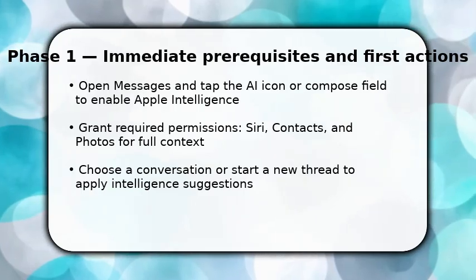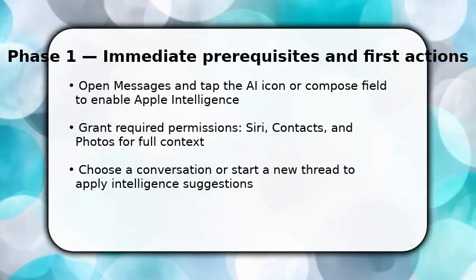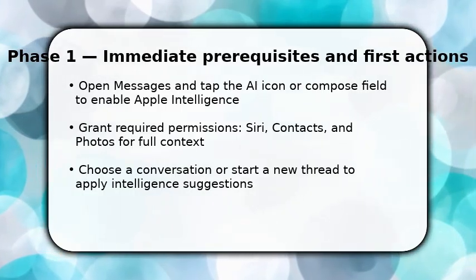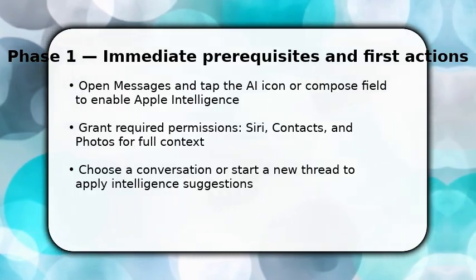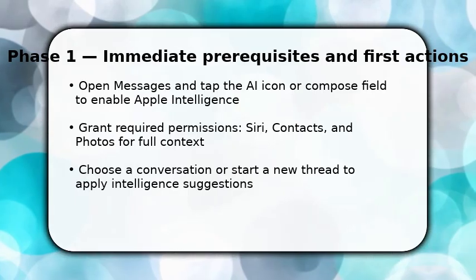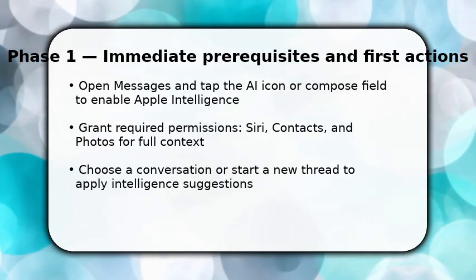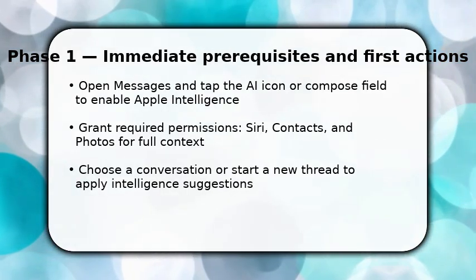You begin by opening messages and triggering Apple Intelligence. This gives the system access to recent conversation context. Once done, grant Siri, contacts, and photos permissions so suggestions use relevant data. Make sure to pick a conversation or start a new thread now.